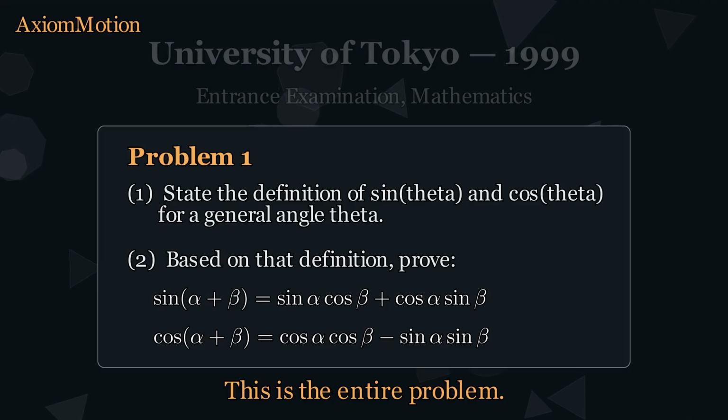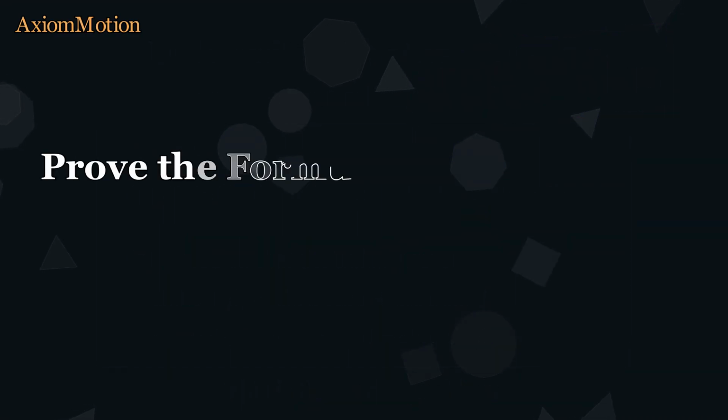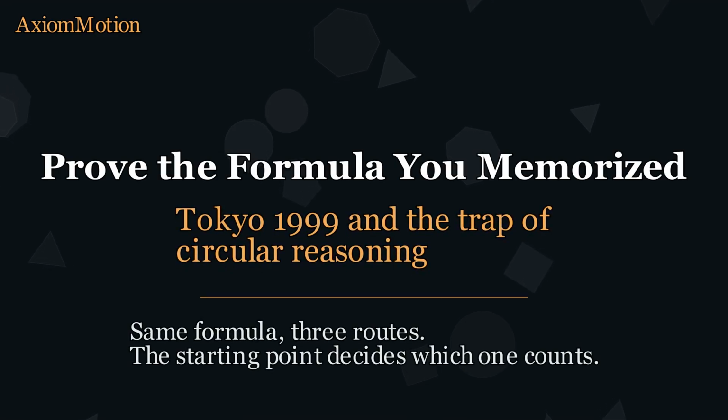No integrals, no trick. Just the formula every student in that room had used 1,000 times. And reportedly, most of them could not do it. This is the story of why the most familiar formula in trigonometry is a trap, and what it really takes to prove it.